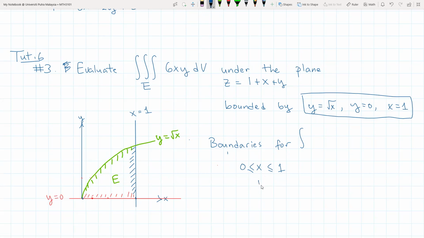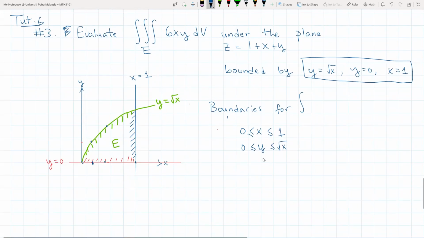Okay, and then y. For y, where does it start? Y starts from here, from 0 until y equals to square root of x. That's quite easy. So this is the boundaries for y. So y starts from here, enters at 0 and exits at square root of x. So it starts from 0 until y equals to square root of x.